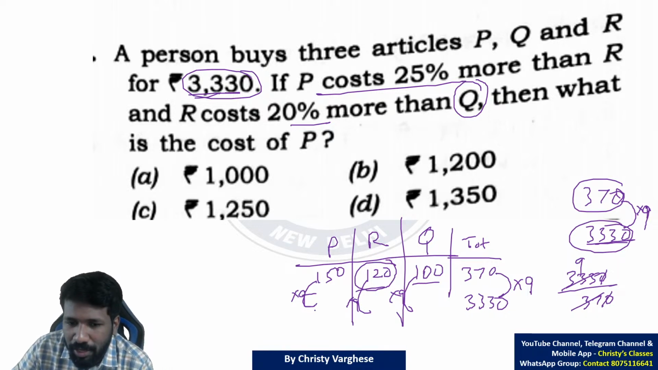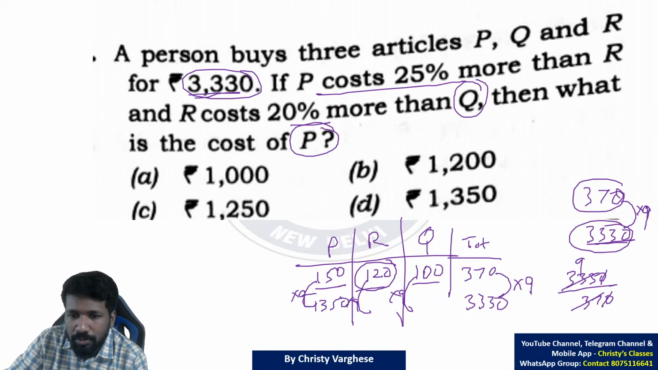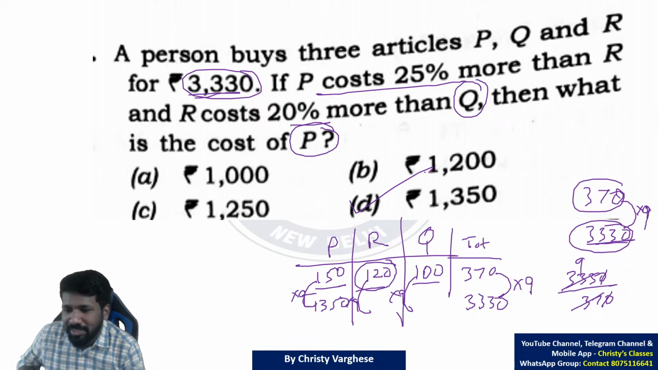So 150 into 9 will be the P value. The question is only asking the P value. So 150 into 9 is what? 150 into 10 is 1500. 150 into 9 is 1350. So option D is the answer. Taking example method is the best method itself.